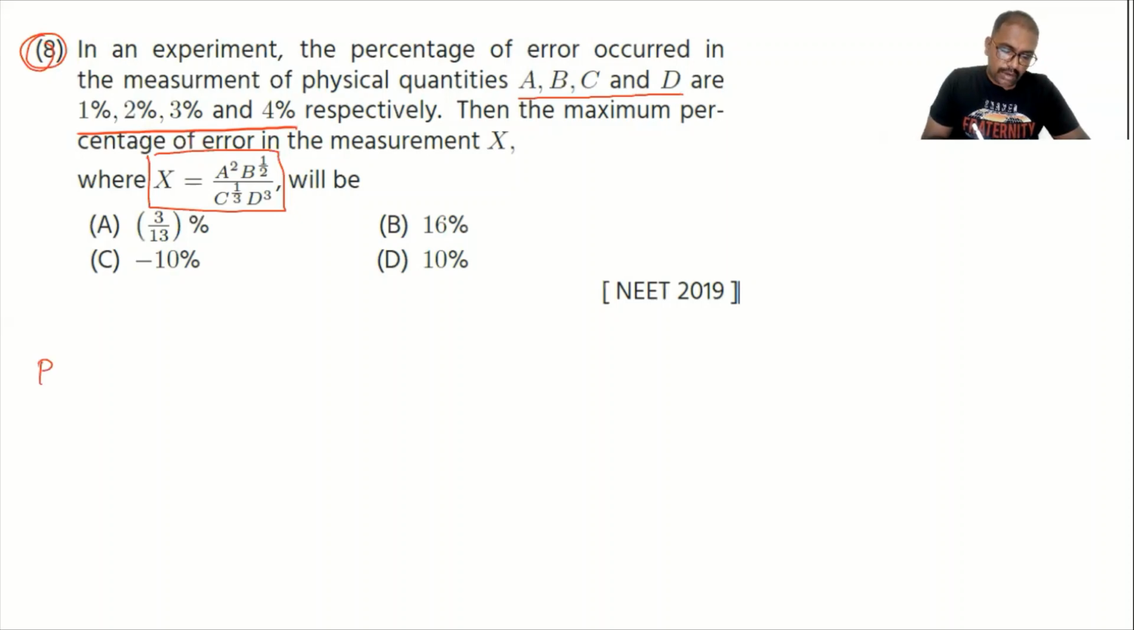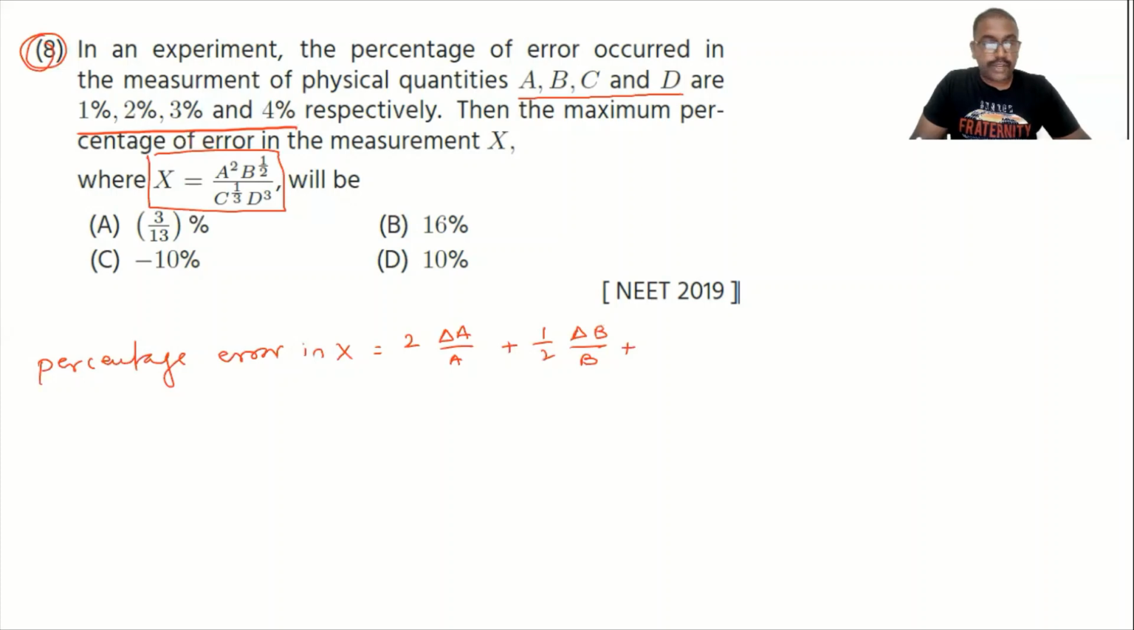So percentage error in X is equal to 2 times error in A, since A square is there, plus error in B multiplied by the power 1 by 2, plus, if it is a division, then also the error is added, C raised to 1 by 3, so 1 by 3 times error in C, and D raised to 3, so 3 multiplied by error in D.